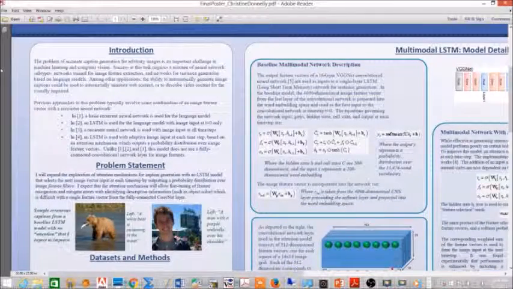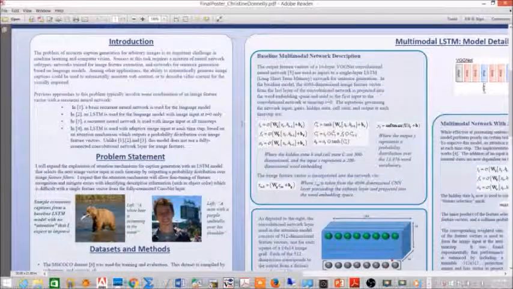The problem that I'm looking at here is accurate image caption generation of sentence-long length for arbitrary images. This is an important challenge in machine learning and computer vision, and there have been a number of publications looking at this challenge over the past 2 years.